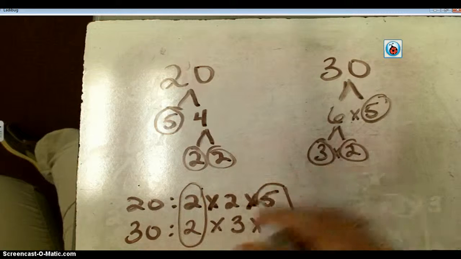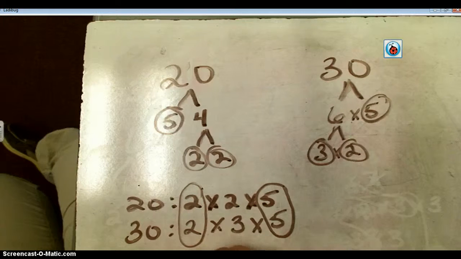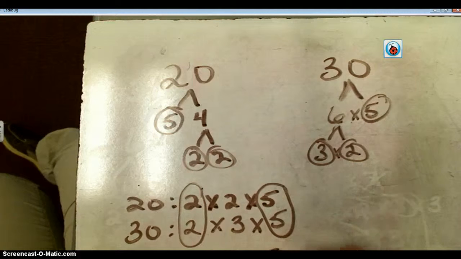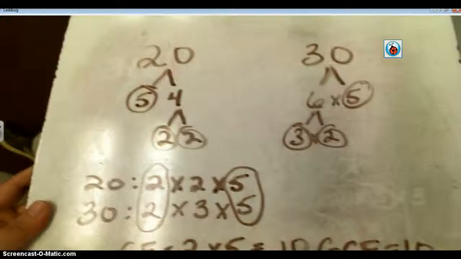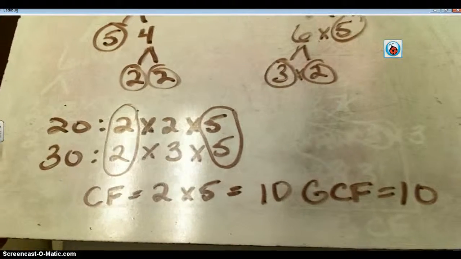And then we're going to circle the 2s and the 5s. So my common factors are 2 and 5. That equals what? 10. Okay, so my greatest common factor equals 10. You guys can't even see it. Let me know. Okay?